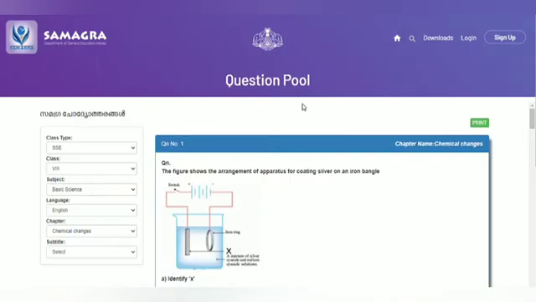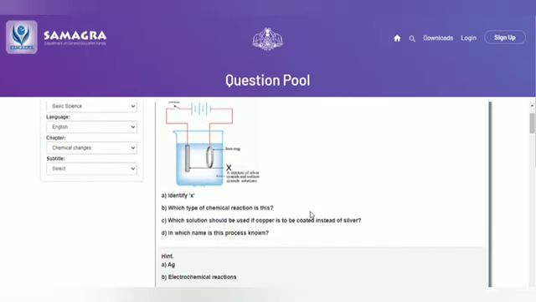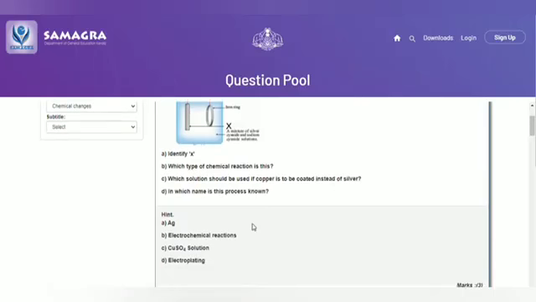Next chapter, chemical changes. First question: the figure shows the arrangement of apparatus for coating silver on an iron bangle. Identify X. X is silver. This is the silver rod, Ag is silver. Which type of chemical reaction is this? It is the electrochemical reaction.